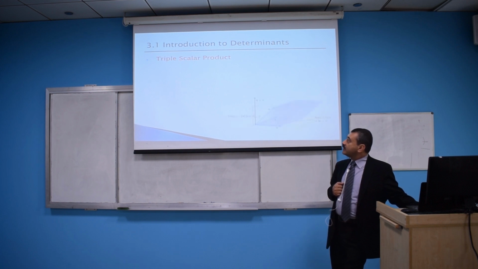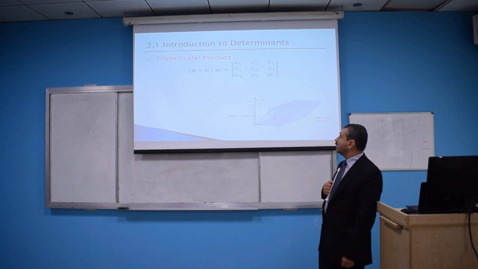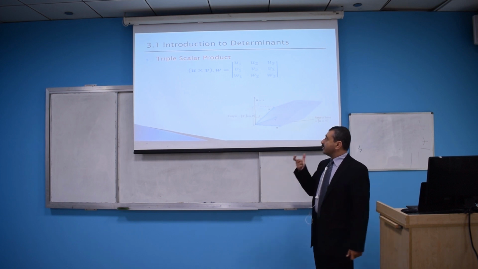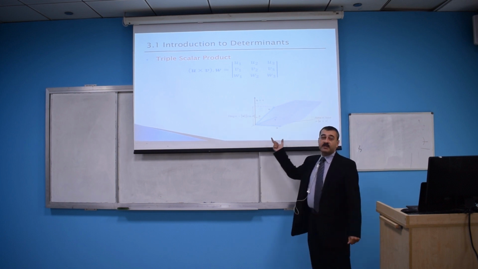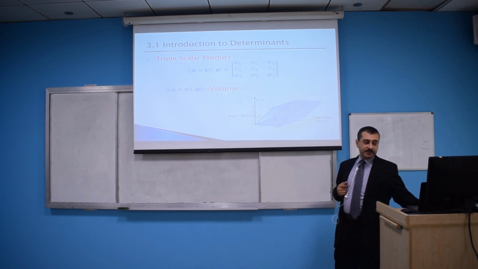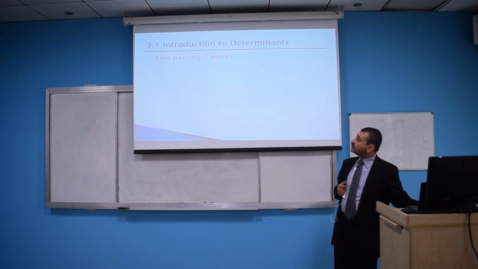Well, the triple scalar product, u cross v dot w, gives you a scalar, and this scalar represents the volume of this parallelepiped. Okay. I don't know if you know these determinants or not.